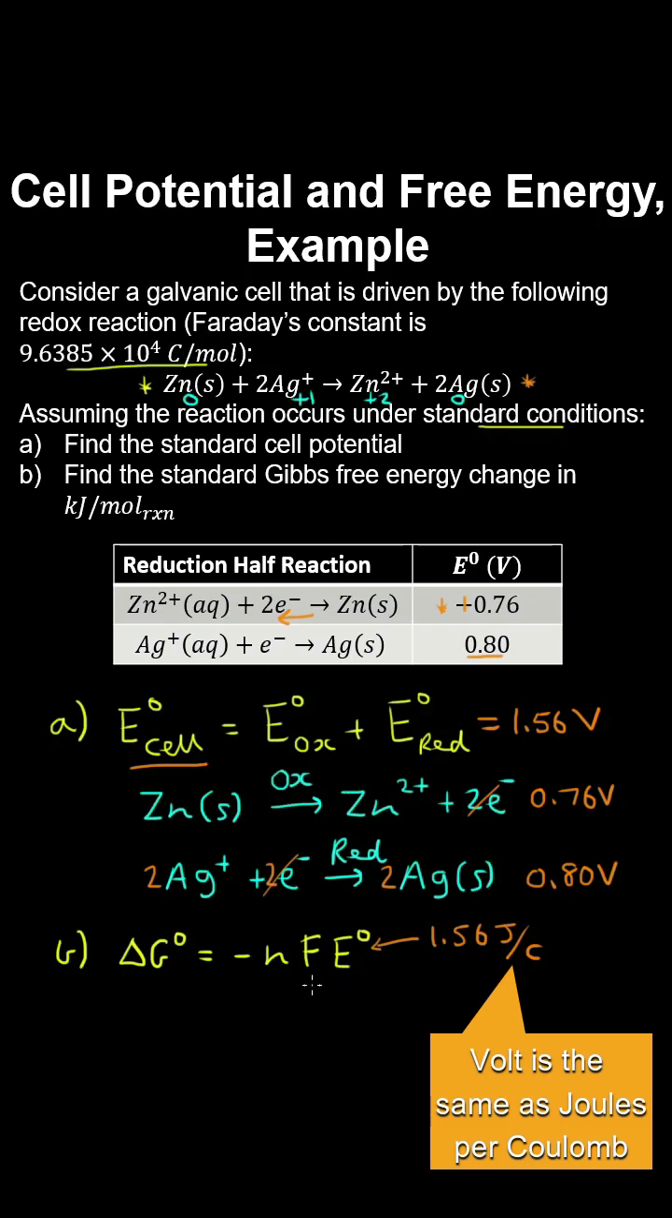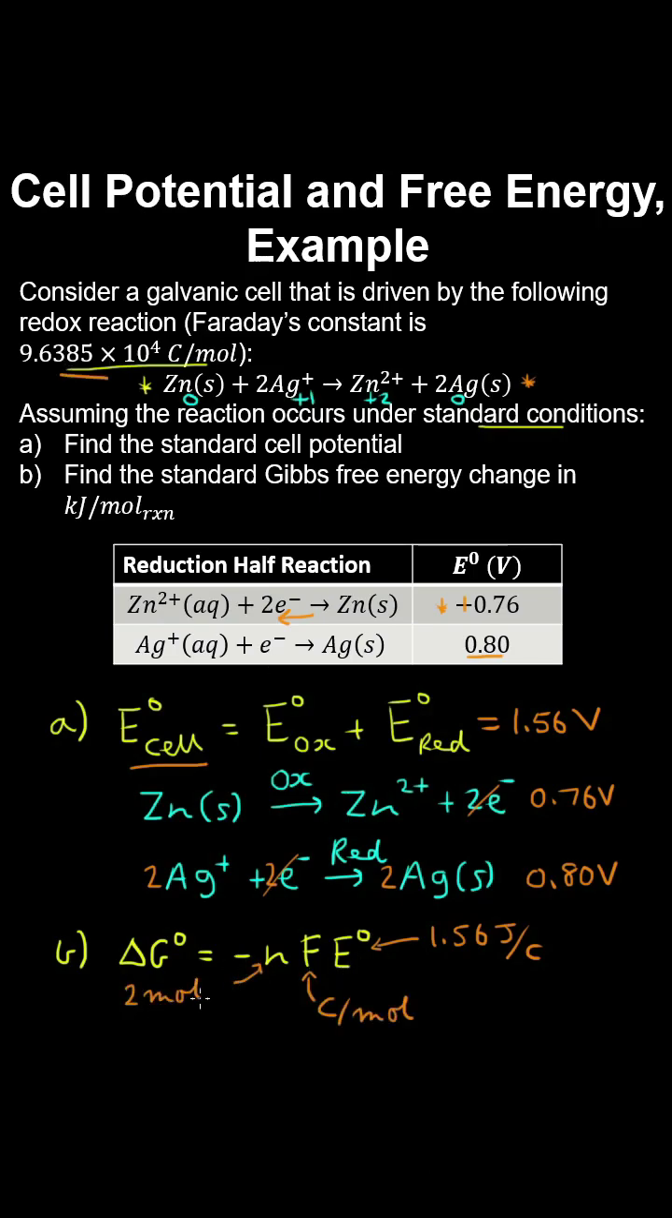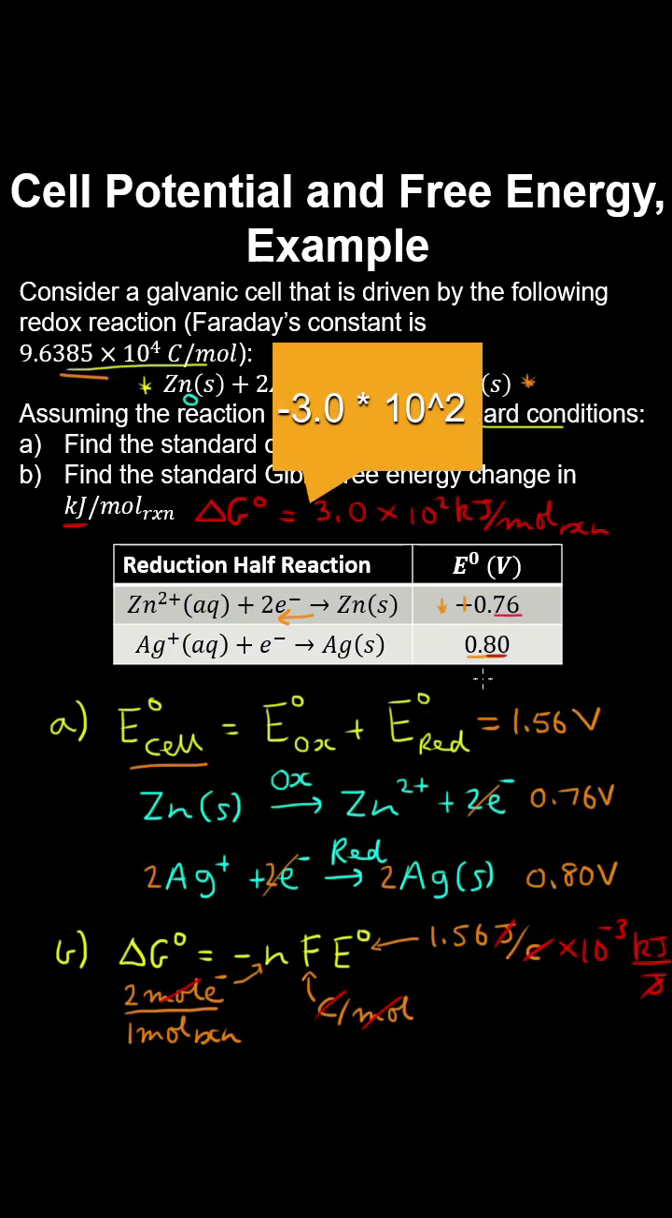And if we substitute Faraday's constant, and this reaction results in 2 moles of electrons per mole of reaction. And to get this in kilojoules, we multiply by 10 to the minus 3, which gives the following result, using 2 significant figures.